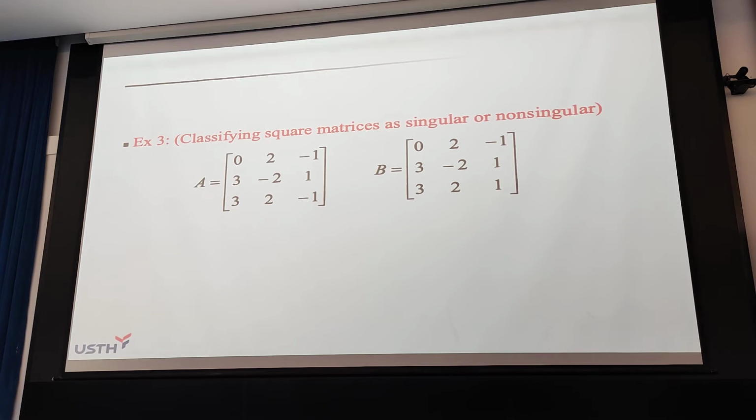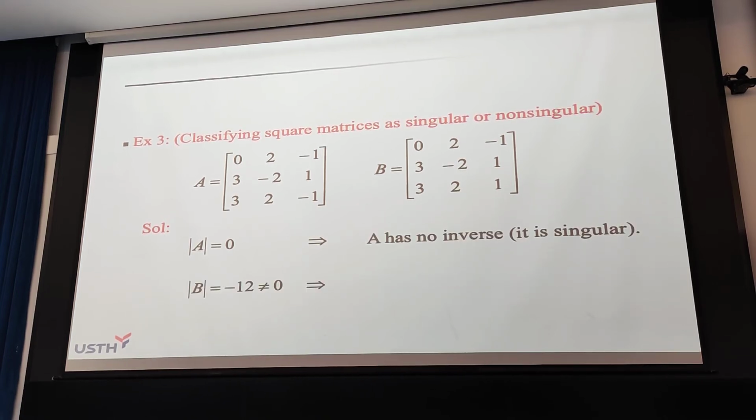And here are examples. Suppose that you are given A and B, and you need to verify which one is invertible and which one is not. It is very easy for you because now you can calculate the determinant. The determinant of A equals 0, so you can say A is not invertible. And the next one, the determinant of B equals minus 12, which is non-zero, so we say B is invertible because it has an inverse.